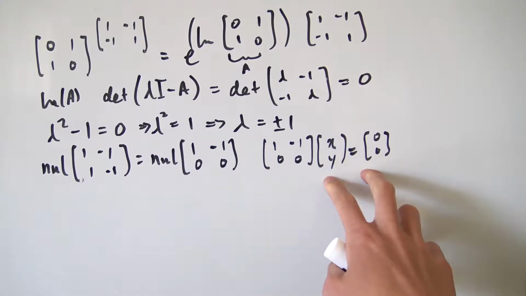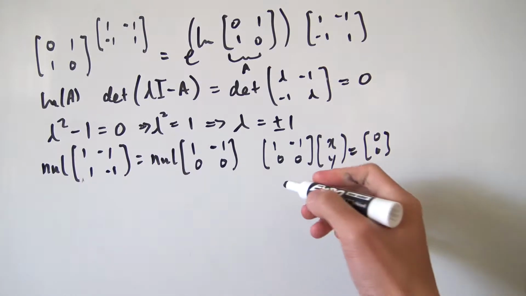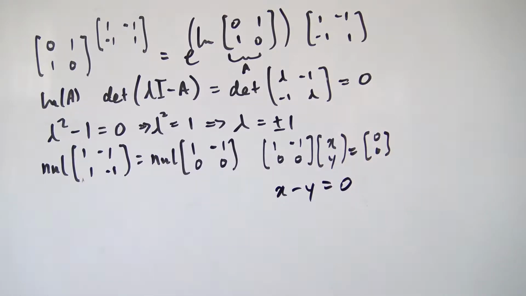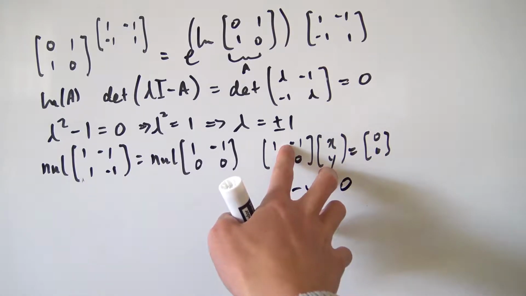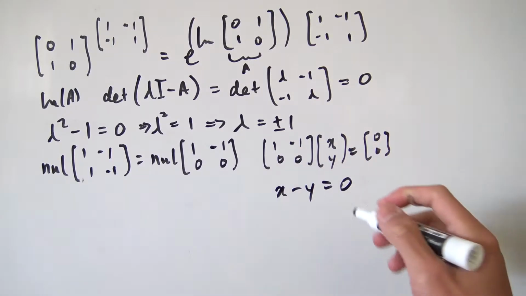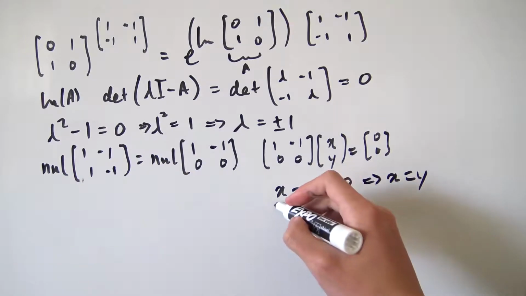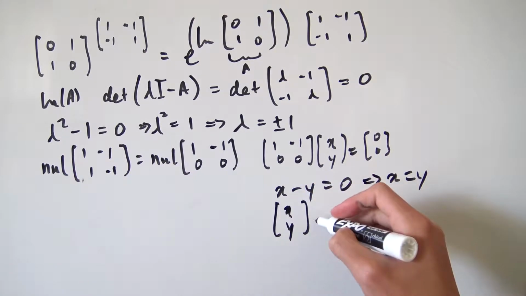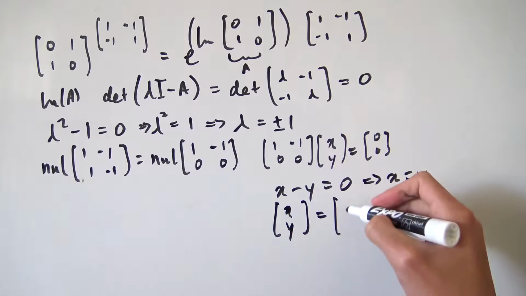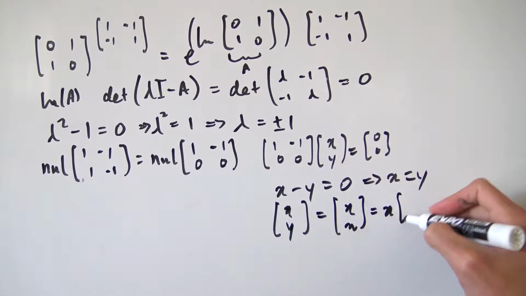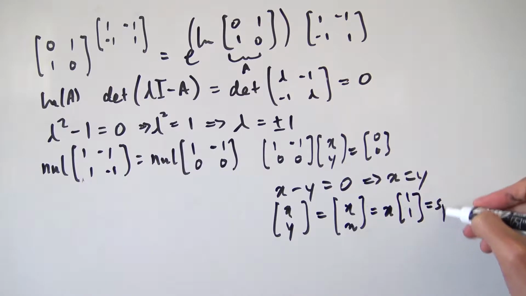And if you think about this as a system of equations, you're going to get the equation x minus y is equal to 0. So x and then minus y right here is equal to 0. This implies that x is equal to y. So the vector xy we're looking for is pretty much the exact same thing as xx, and that's exactly x times 1, 1, which is the span of 1, 1.